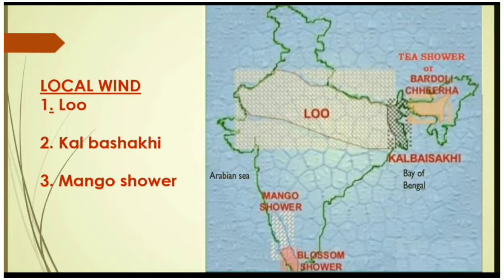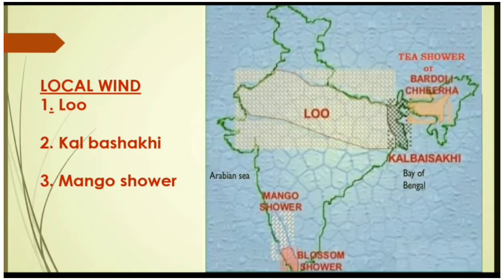Second is Kalbaisakhi. It is common in the part of West Bengal and Assam. As it blows from the northwestern direction, it is also known as nor'wester. When this wind blows, it is accompanied by thunderstorm and rain. So this rain is good for the crops like tea crop in Assam and jute and rice in West Bengal.